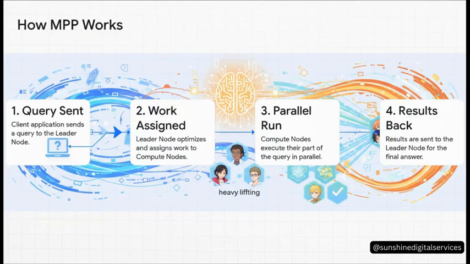So here's a quick look at how that actually happens. Your query first goes to a single leader node. You can think of the leader as the project manager or the brain of the operation. It figures out the best way to get the job done, then it splits up the work and hands it out to a bunch of compute nodes. These compute nodes are the workforce. They do all the heavy lifting in parallel. Once they're done, they send the results back to the leader, who puts it all together for the final answer. It's a really elegant system.